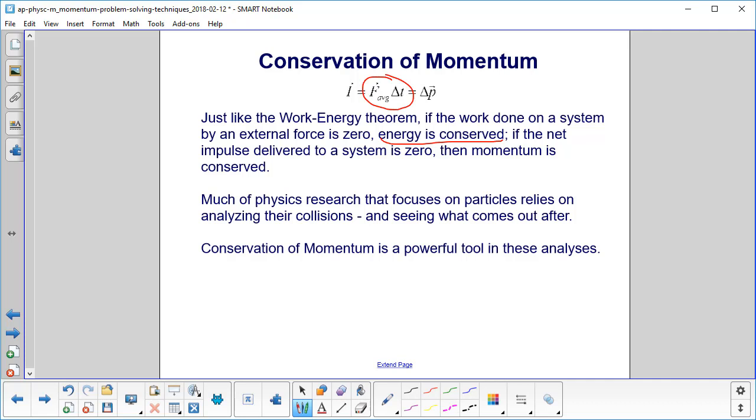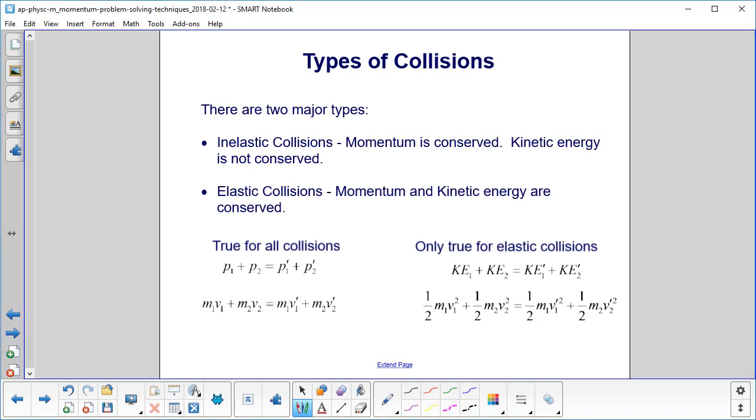Much of physics research that focuses on particles and atomic and nuclear structure relies on analyzing their collisions and seeing what comes out after. Conservation of momentum is a powerful tool in these analyses. We have two major types of collisions: inelastic collisions, where momentum is conserved, but kinetic energy is not conserved, and then elastic collisions. Once again, we have momentum conserved, but we also have kinetic energy conserved. And again, this is when there is no external impulse delivered to the system.